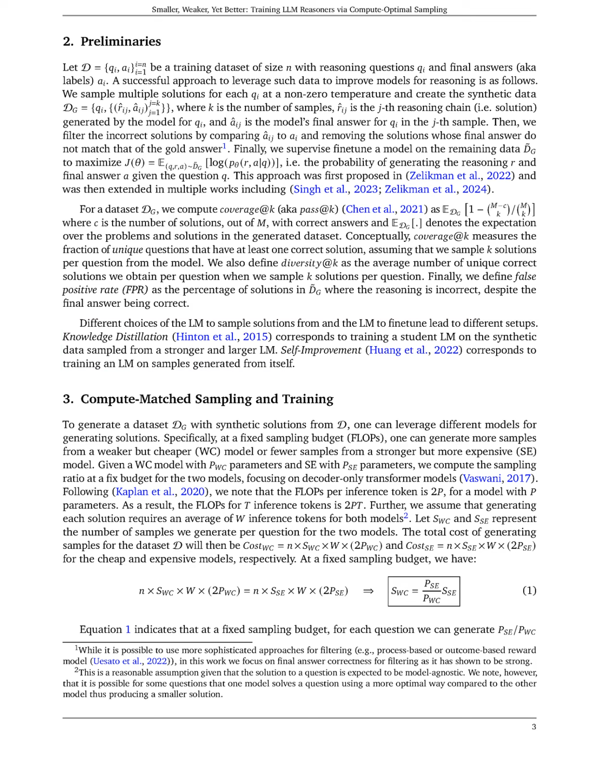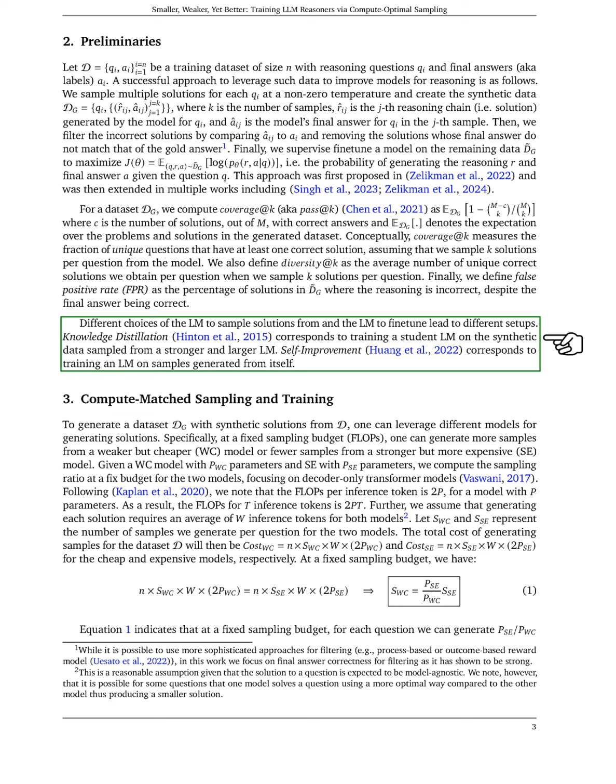Section Summary. In this section, we explore the effectiveness of sampling synthetic data from a weaker, cheaper language model, WC, compared to a stronger, more expensive model, SE, for training purposes. Our findings indicate that while WC models can generate more diverse and comprehensive data under a fixed budget, they may also have a higher false positive rate. Nevertheless, training on WC-generated data consistently outperforms training on SE-generated data across various paradigms.